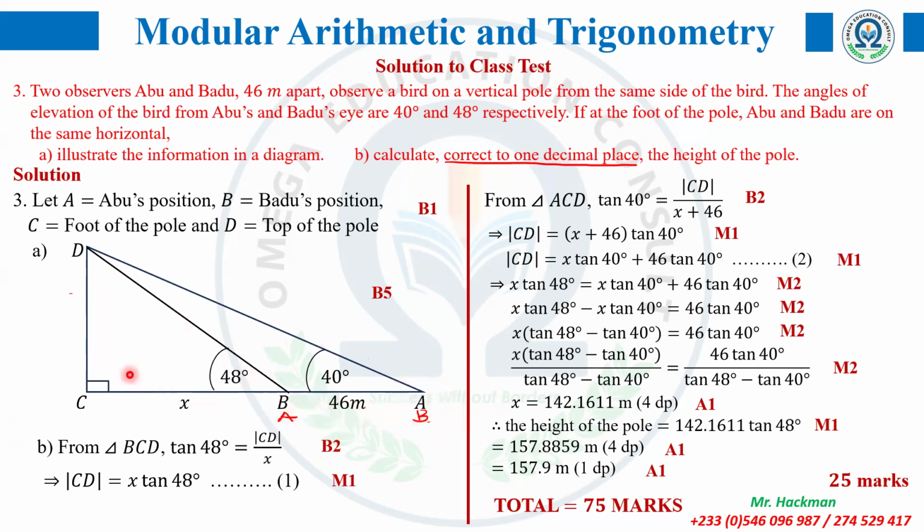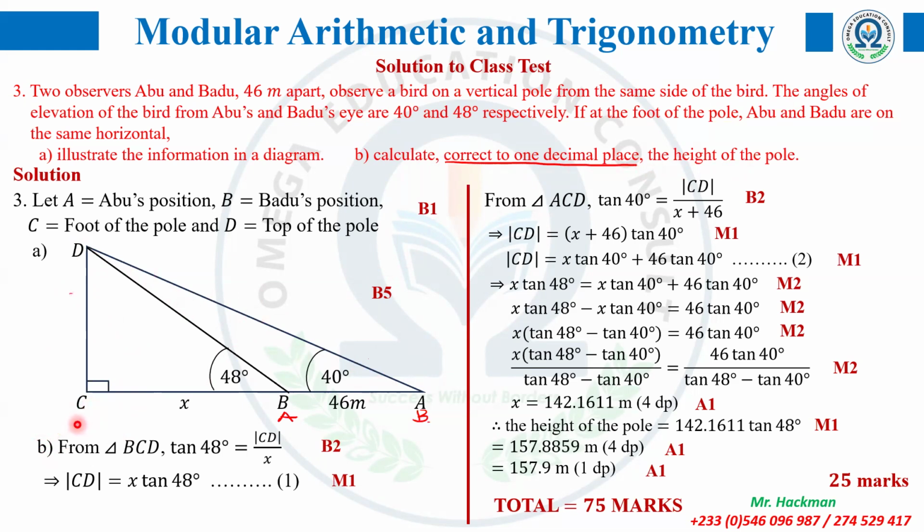So the diagram, once it's correct, the work becomes easy. Okay, so now what are we supposed to do? We need to find, correct to 1 d.p., the height of the pole. So we are finding the length of DC. But because we introduced the letters there, we cannot conclude with that.